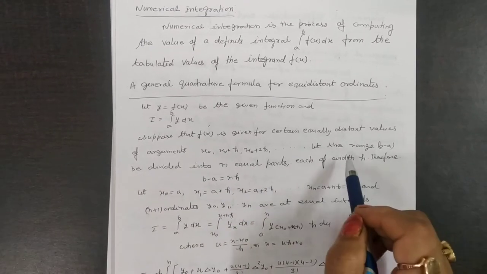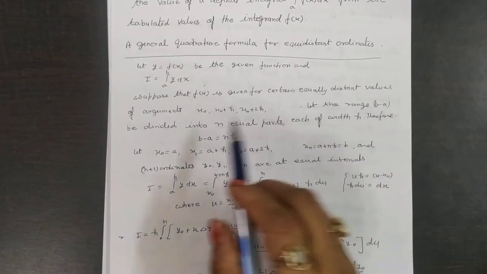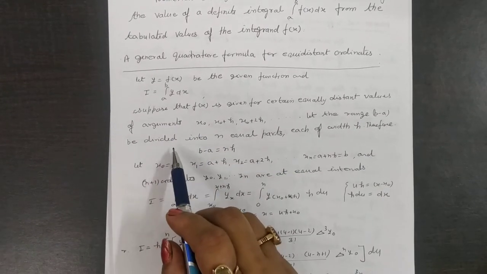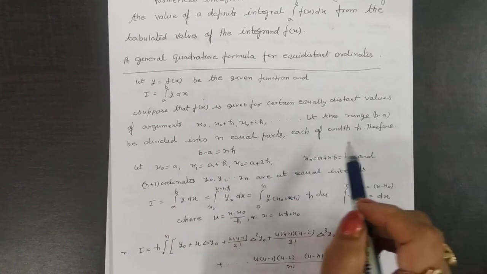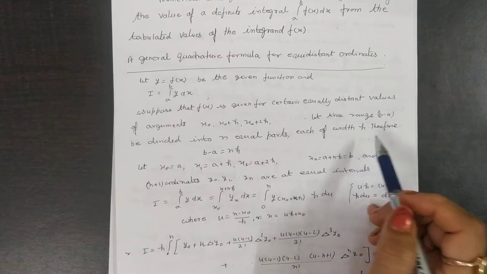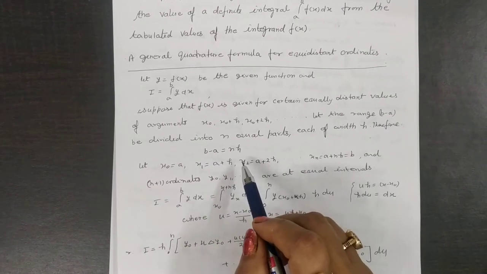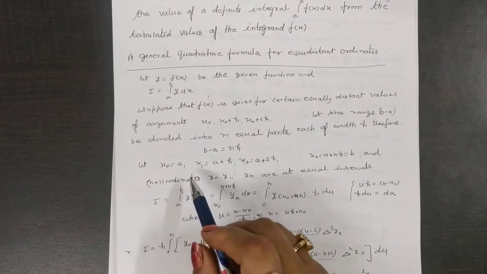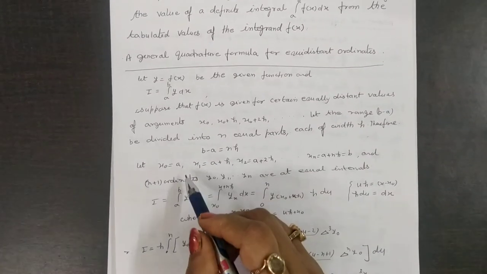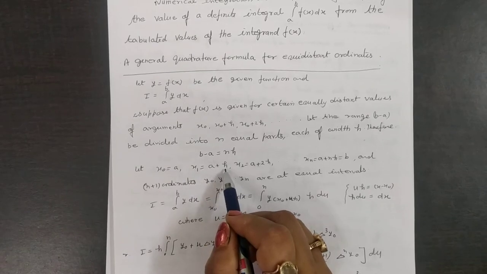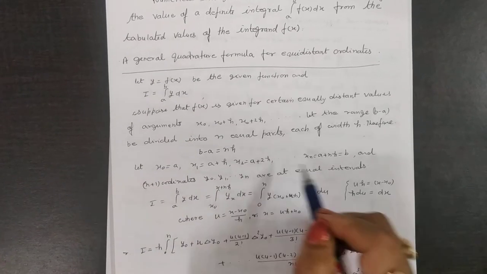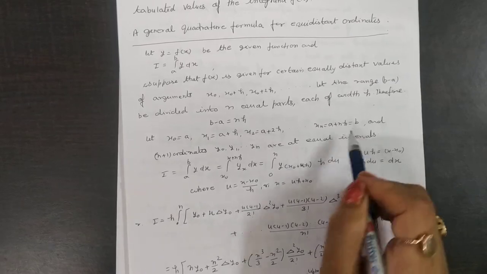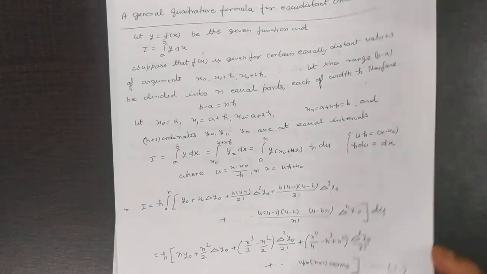Let the range b minus a, that is the integral from a to b, be divided into n equal parts, each of width h. Therefore, b minus a is equal to nh. Let x0 be equal to a, the starting point, and x1 is equal to a plus h, x2 is equal to a plus 2h, and xn is equal to a plus nh, which is the last point, which is b. And there are n plus 1 coordinates.